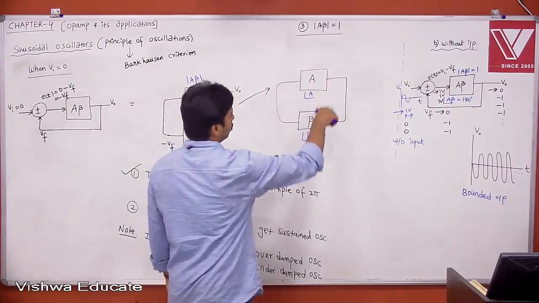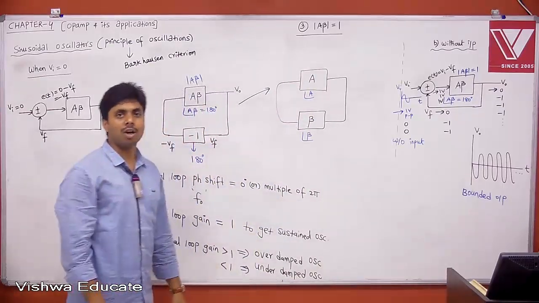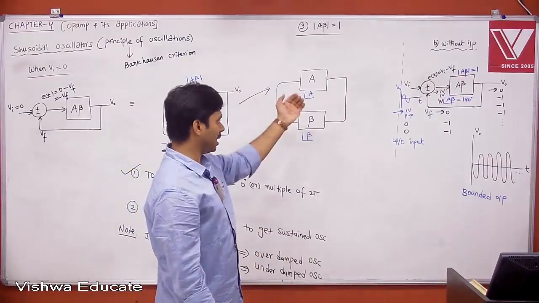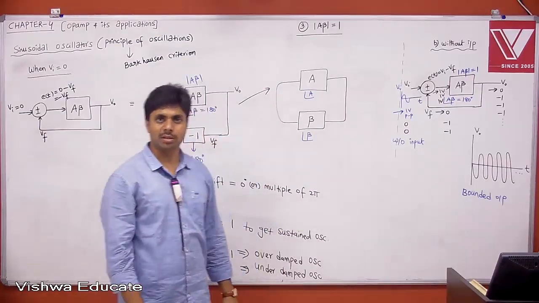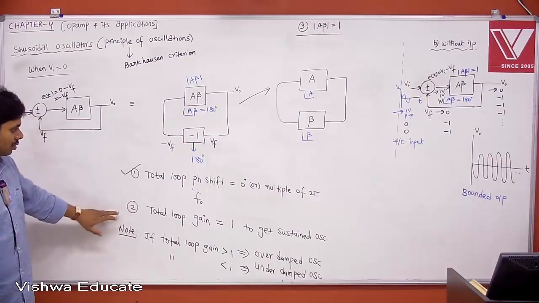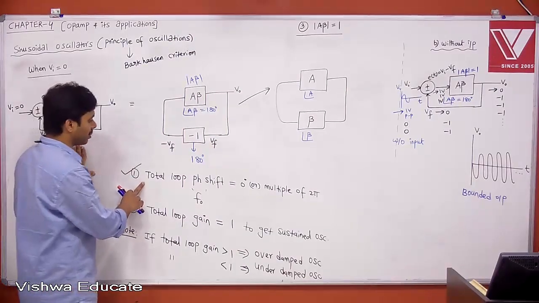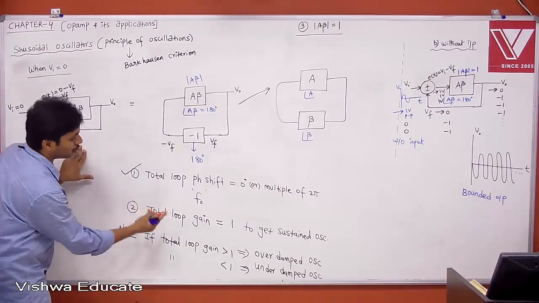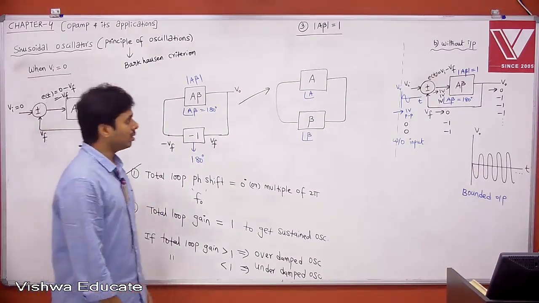The total loop gain must be equal to unity to get sustained oscillations. If that is greater than 1, overdamped; less than 1, underdamped oscillations. I hope it is clear, right? Just blindly follow these two, but always we consider the primary point, which is total loop phase shift, then the secondary point, total loop gain. Okay. I hope this is clear.